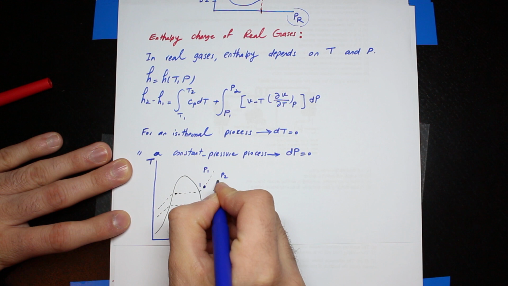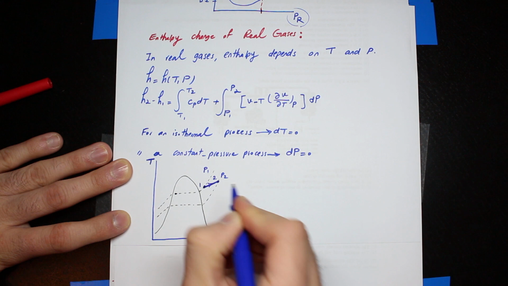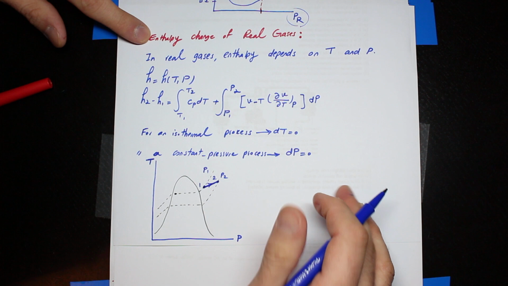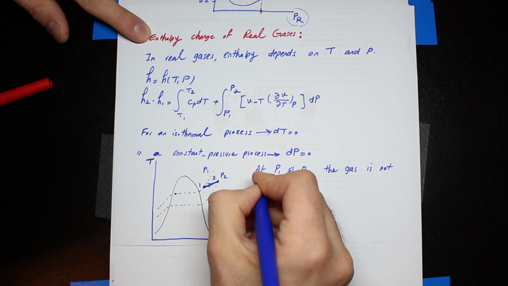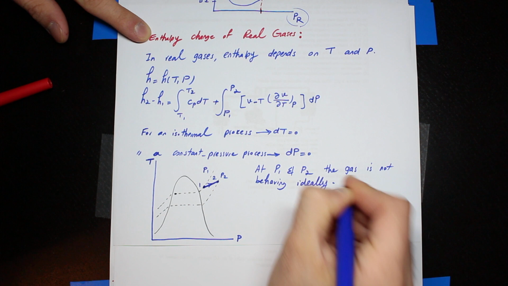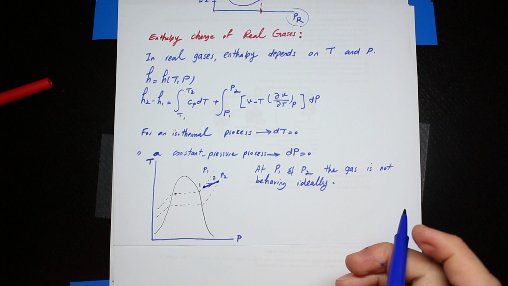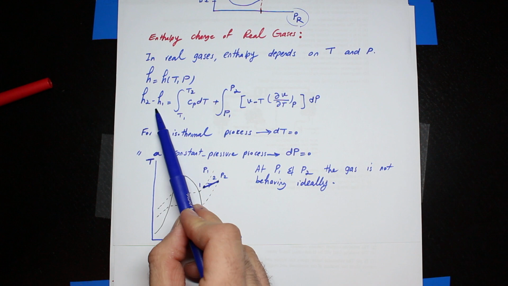Okay, so let's say this is the process that we have from 1 to 2, but P1 and P2 are at such high pressure that the gas is not behaving ideally. So let's say at P1 and P2, the gas is not behaving ideally. Now, in order to find the difference between them, let's say 1 and 2 applies to this correlation.